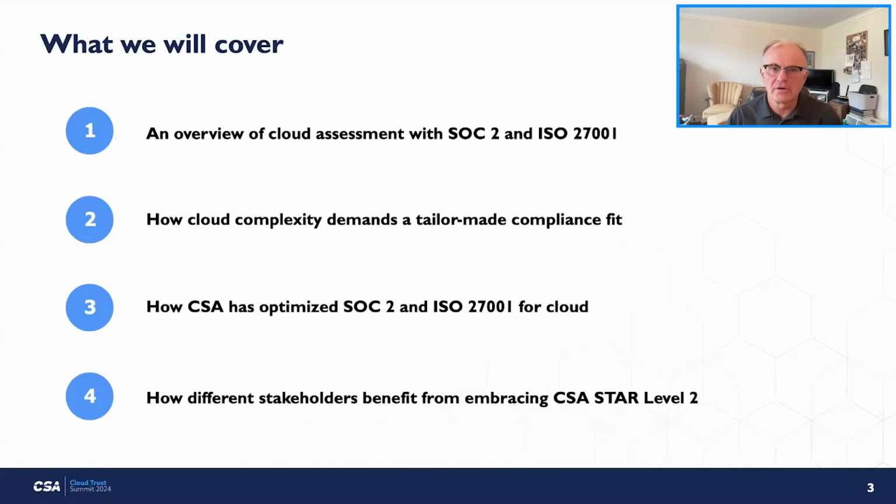So what we want to cover is an overview of cloud assessment, how it works with these different frameworks, what they mean, and then how it relates to what we're doing. Want to really make sure we understand how cloud has evolved and its complexity, how modern applications are delivered, and why that means it's very important that your compliance is tailor-made to the situations that you have at hand.